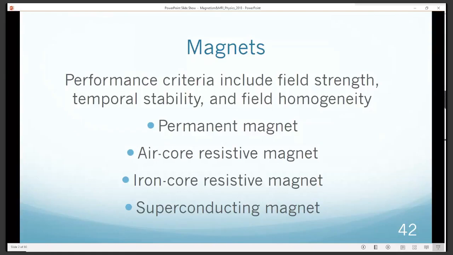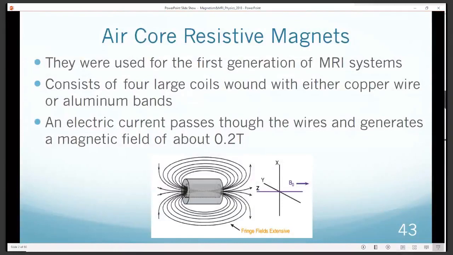Superconducting magnets have become the most dominant kind because you can produce higher magnetic field strengths. They're much more homogeneous, and they use less power. And so I'm going to concentrate what little I say about magnets on those. But just to explain, air core resistive magnets were the first generation. They consist of large coils wound in copper wire or aluminum bands, and electric current was passed through them to generate magnetic field strengths that range from about 0.2 to 0.3 Tesla.